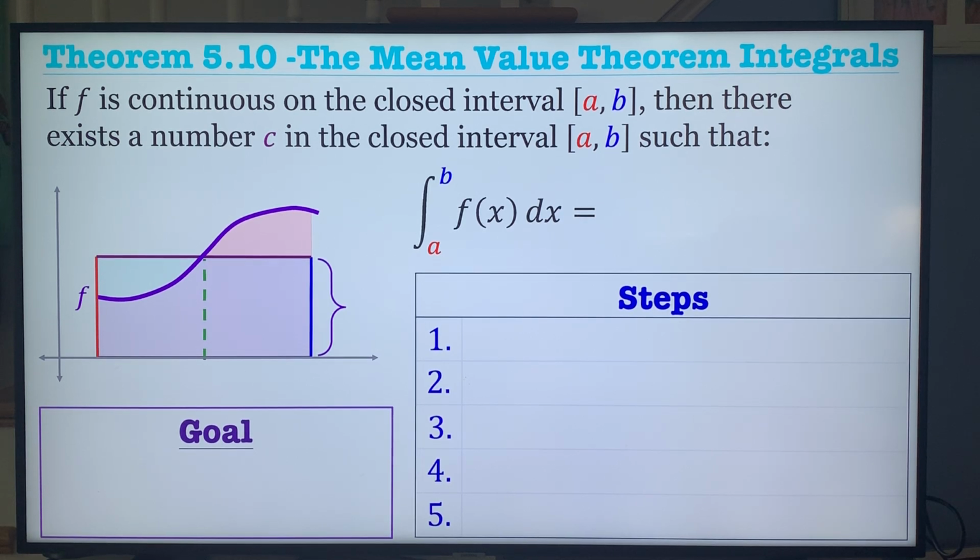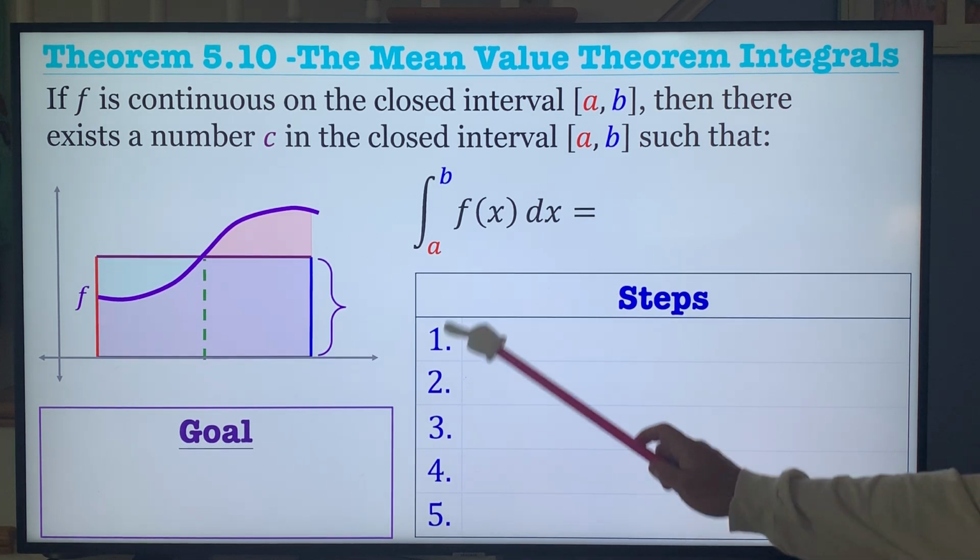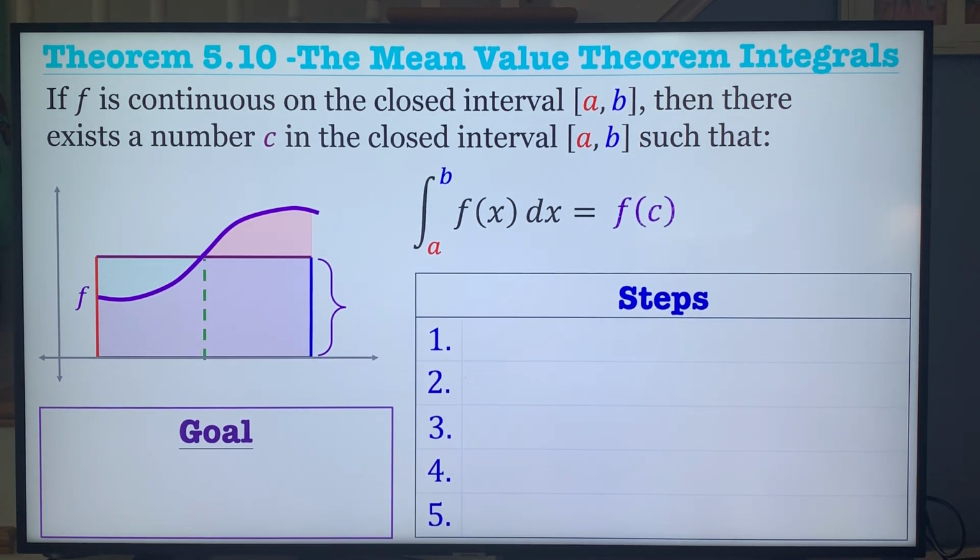All right, so the mean value theorem of integration, right? If f is continuous on the closed interval [a, b], then there exists a number c in the closed interval [a, b] such that the following is true. The integral from a to b of f of x dx equals f of c times b minus a. Now this is just a formula that we'll be using.